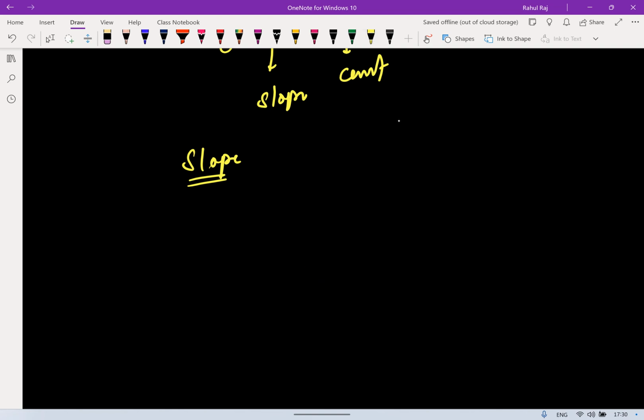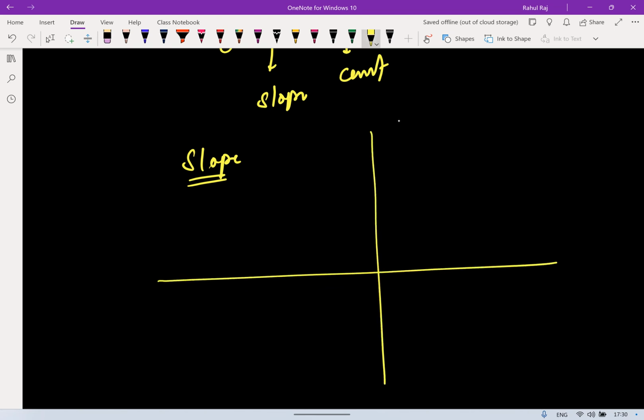So imagine with respect to coordinate geometry, what happens? There is a coordinate plane. Now imagine there is any line.